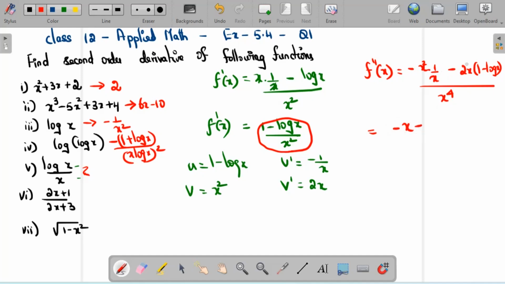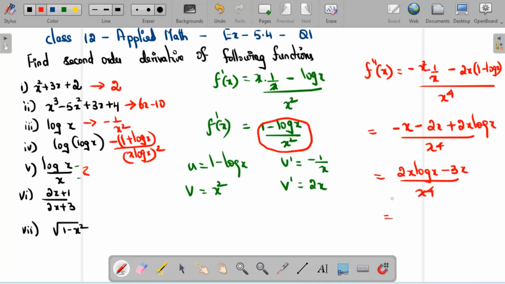Now I'm going to multiply this term by 2x, so this is minus 2x plus 2x log x, the whole thing divided by x power 4. So if you simplify, it is 2x log x minus 3x, the whole thing divided by x power 4. I can take the x outside. So this is 2 log x minus 3, the whole thing divided by x power 3.